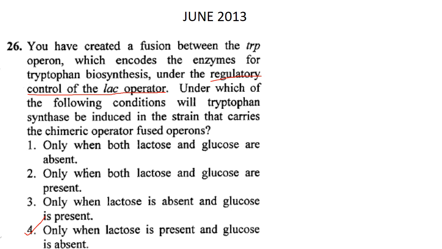The enzymes are not beta-galactosidase or permease, but they are tryptophan biosynthesis genes. So tryptophan synthesis will be induced only in the presence of lactose when glucose is absent. So the answer here is option 4.